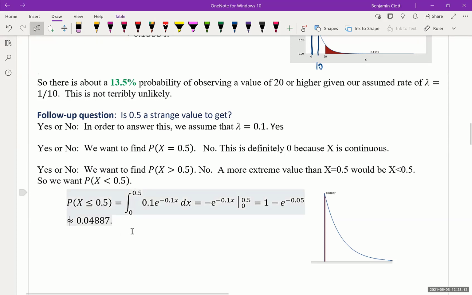So to address Andres, we observed something which happens with, I'm speaking a bit imprecisely, it roughly happens with less than 5% probability, which is unlikely. So this would be strange.